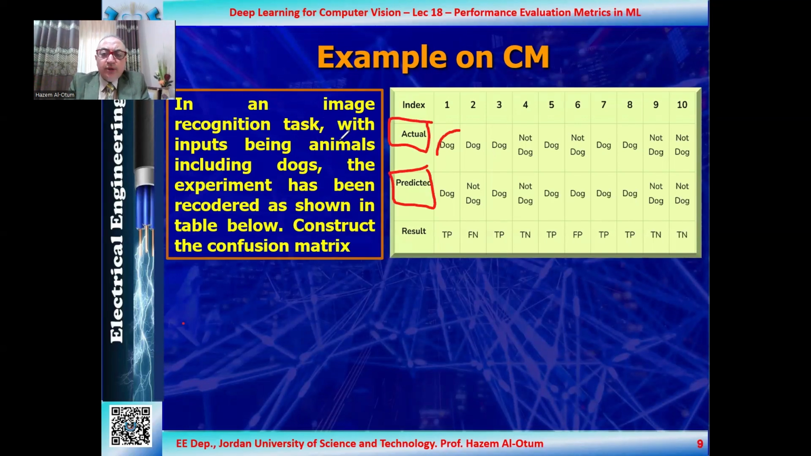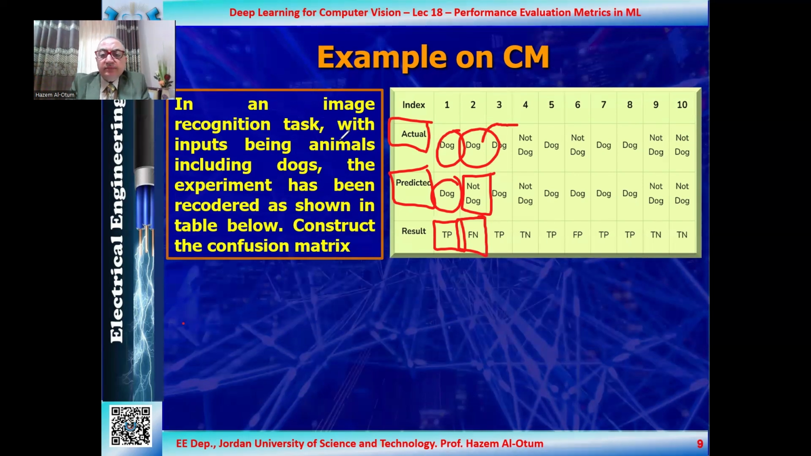The actual was a dog and the predicted was also a dog, so it's a true positive. The actual was a dog, but our machine learning model predicted, or recognized, because we have a recognition task, that it's not a dog. In this case, we have a false negative.